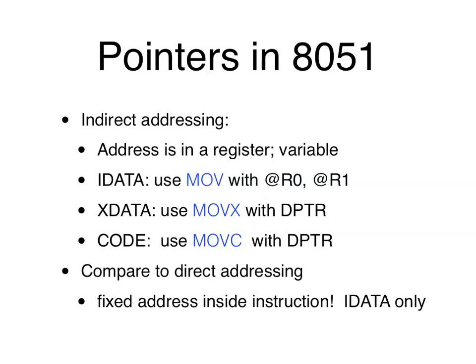Okay, now, so indirect addressing. Indirect addressing actually depends on which space you're talking about. So if it's your internal data space, then you use R0 or R1. And you're limited to R0 or R1. You cannot use R2 or R3. That's a restriction imposed by A51.